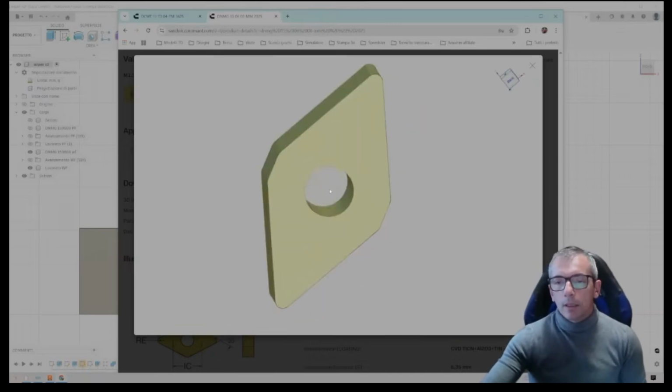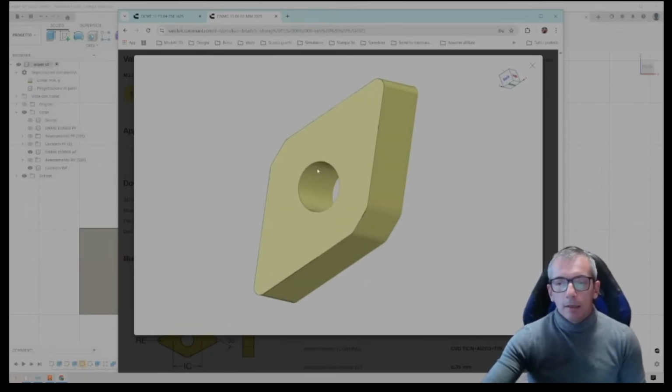On the inside, the negative starts to create problems because it can easily gouge, especially on small diameters, that is, it can engage or graze this area when I work here and that is not good.